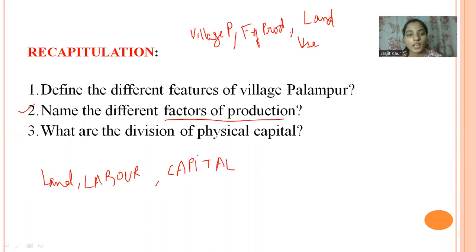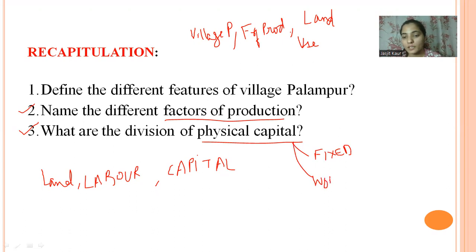Yes, very good. And the third question you have to answer is, what are the divisions of physical capital? Like how physical capital is being divided into different parts. Yes, very good. You all have written the correct answer. That is, it is being divided into fixed and working capital.